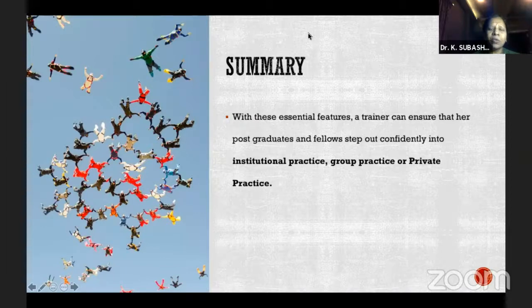So to conclude, these are some of the most important essential features that the trainer has to ensure that our postgraduates and fellows learn when they step out, so that they step out confidently in institutional practice, group practice, or private practice.